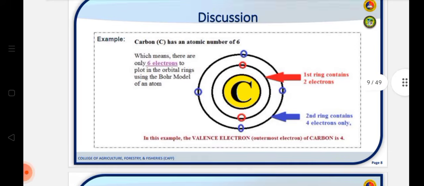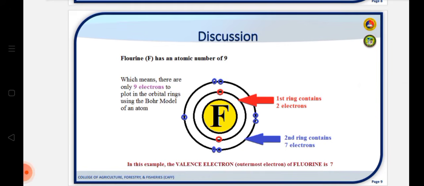Okay? Then how about fluorine? Fluorine has an atomic number of 9. Since the atomic number is 9, we also have 9 electrons to plot in the orbital rings. So you draw fluorine at the center, then draw the first ring. Again, the first ring holds only 2 electrons. Okay, so 9 minus 2, how many are left?